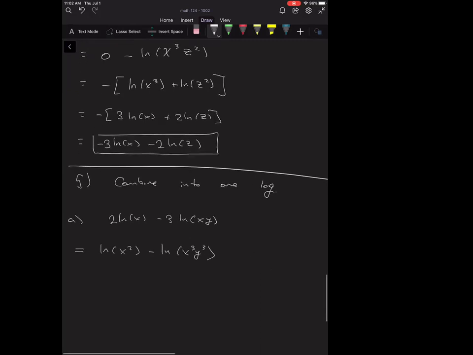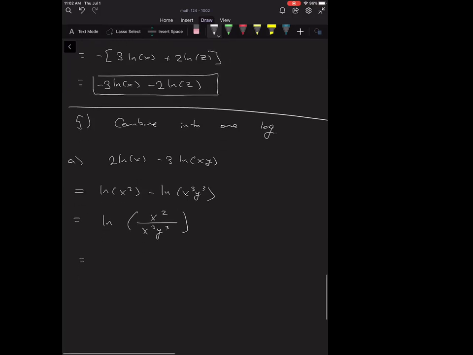Then the next thing we want to do, we have subtraction. We have this whole log minus this whole log. So we can write one log symbol and then just divide the insides. So this is going to be natural log. We have x squared on the top, and on the bottom we have x to the 3 y to the 3. And in the last step, we can cancel 2 of these x's with 2 of these x's down here. So what we have is natural log of 1 on the top, x, y to the 3.